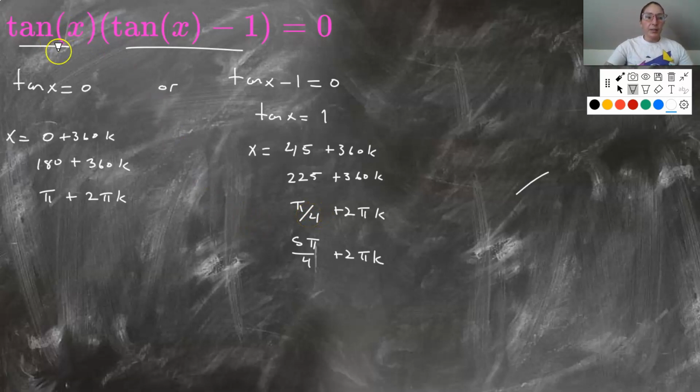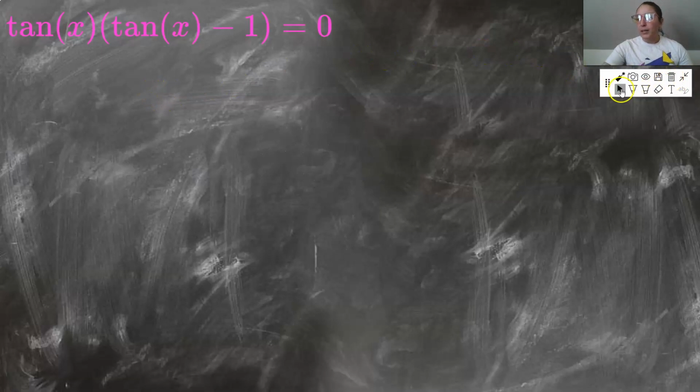Okay? So again, products set equal to 0. Set each factor equal to 0 and solve it individually. Again, hopefully this is ringing a bell. These strategies are still the same ones we used to use when we were solving for x or y or z or whatever.